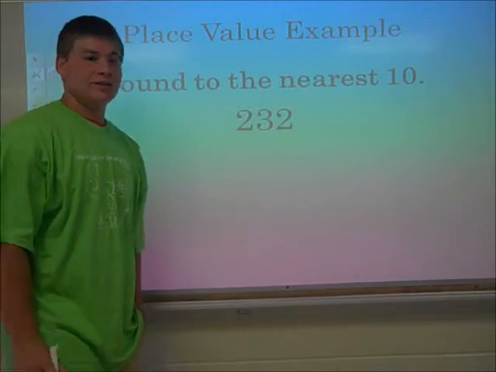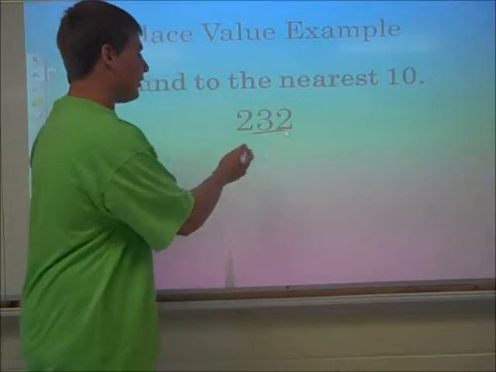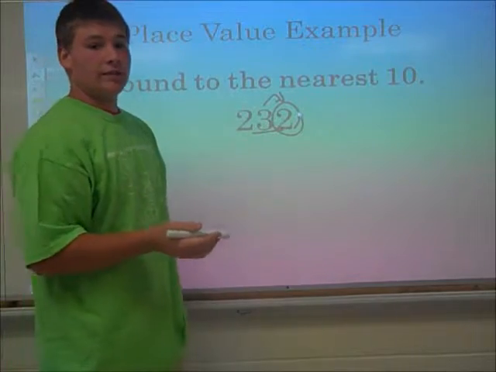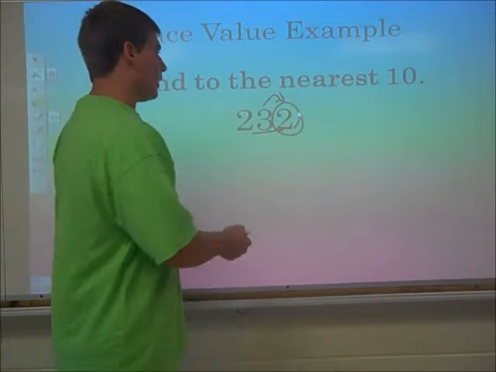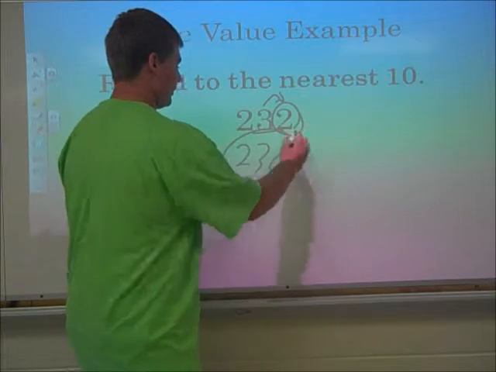Now, we're going to have another example here. Round this one as well to the nearest 10. So we look at our place value, which is 3, and then we look to the right of it, which is 2. Since 2 is less than 5, or the midway point, we round 232 down to 230, and 230 is your answer.